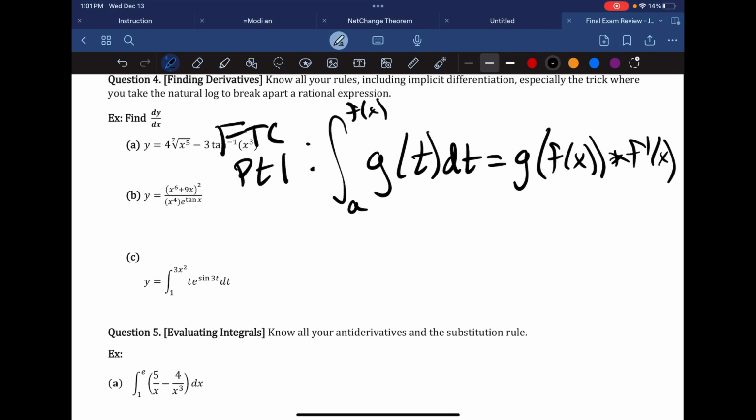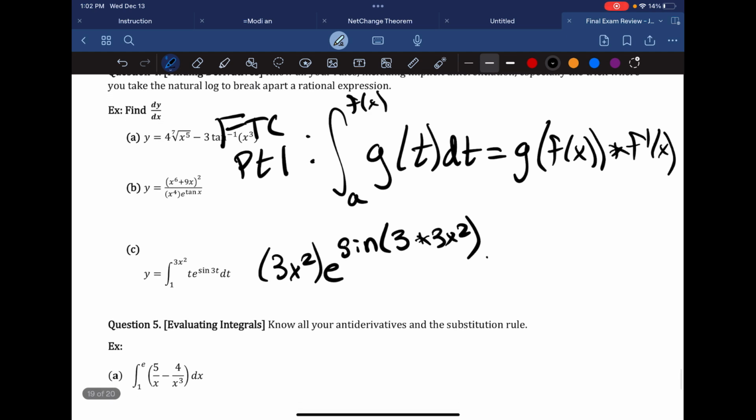All right, so C is going to be a fundamental theorem of calculus part 1 type of problem. So I've written out the FTC part 1 just in case you need the reminder. So basically all that means is we take this 3x squared and we plug it in everywhere we see a t. So that's going to be 3x squared times e to the sine of 3 times 3x squared.